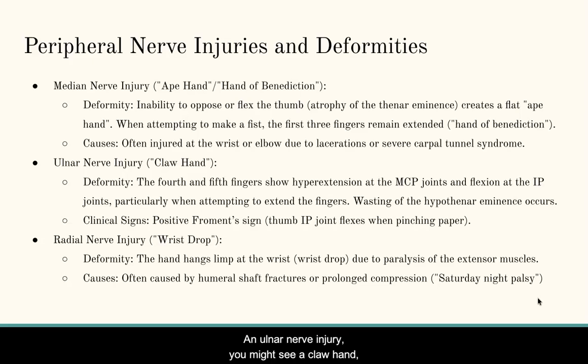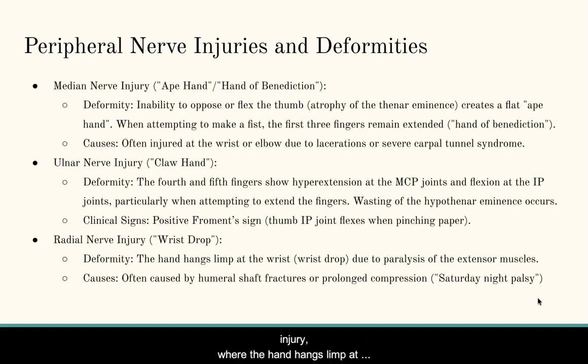An ulnar nerve injury, you might see a claw hand, and this is a deformity at the fourth and fifth fingers, showing hyperextension at the MCP joints and flexion at the IP. There's wasting at the hypothenar eminence, and this could be any sort of ulnar nerve injury as the cause.